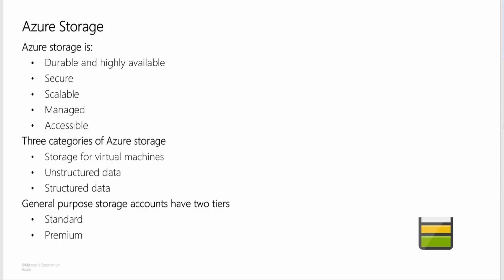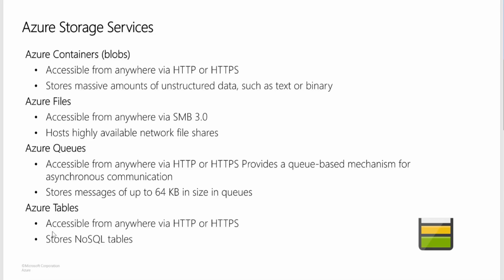One thing to note here is it is not possible to convert a standard storage account to a premium storage account or vice versa. You must create a new storage account with the desired type and copy the data if applicable. If you have anything already in the standard tier, you have to create a new premium one and migrate, or vice versa. Alright, so let's see what are the storage services.